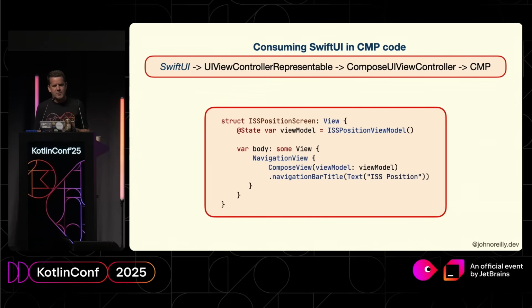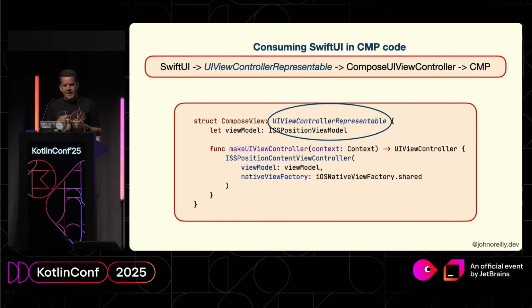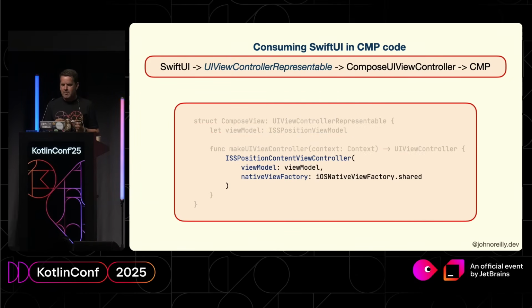So the first part, consuming the shared Compose code in SwiftUI, is much the same as we saw in the earlier example. We have our outer SwiftUI view that in this case includes just a navigation view and a title bar. That view also includes ComposeView, which, as we saw before, is a SwiftUI view which will wrap our Compose code. And again, that view implements SwiftUI's UIViewControllerRepresentable and invokes this ISSPositionContentViewController Kotlin function that's in our shared CMP code. In this case, we're also passing down our view model and the native view factory instance we mentioned earlier.